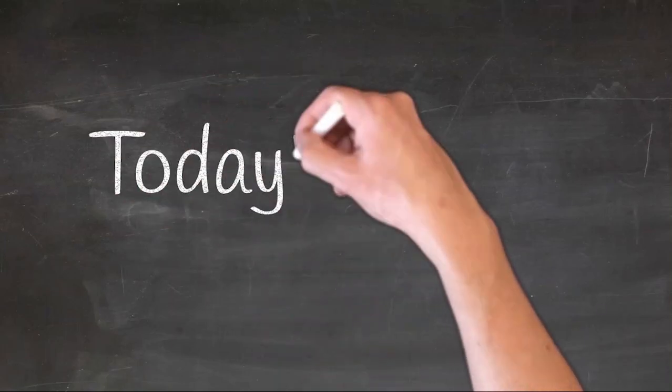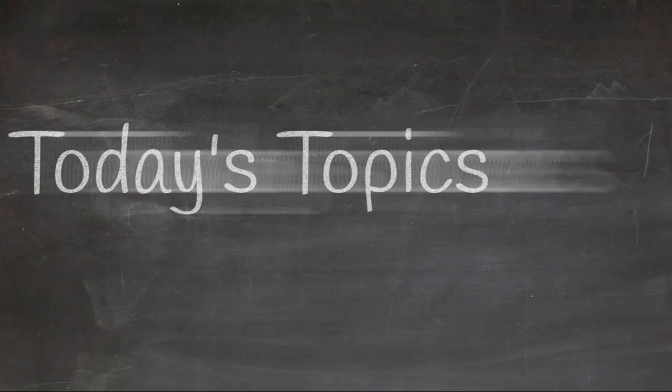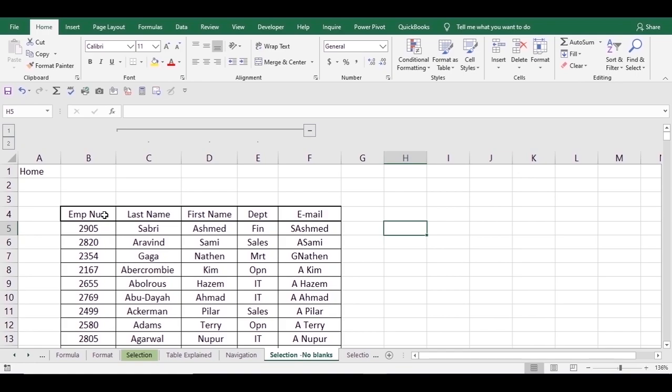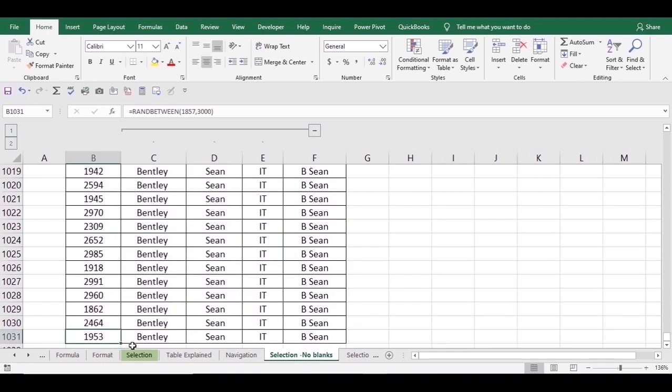Today we are going to look at all the shortcuts related to selections. For example, this sheet has about 1031 rows. So despite the size of the document or the Excel sheet that you are working with, how can you do the selections very fast? In today's video, we are going to look at all the shortcuts related to selections in detail.